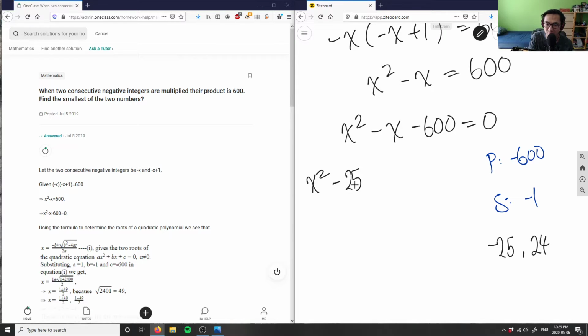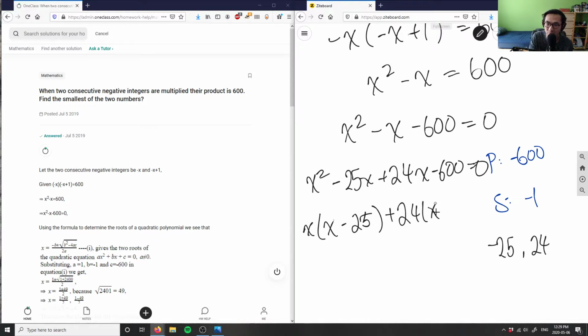I'm going to say x squared minus 25x plus 24x minus 600 equals 0. And then I can common factor these first two parts and then these second two parts. Common factoring this, I would get x minus 25, and then plus I would factor out the 24 here, and I would get x, and this is also negative 25. 600 divided by 24 is 25. But should I get a positive or a negative number here? Yeah, so it's negative 25 equals 0.